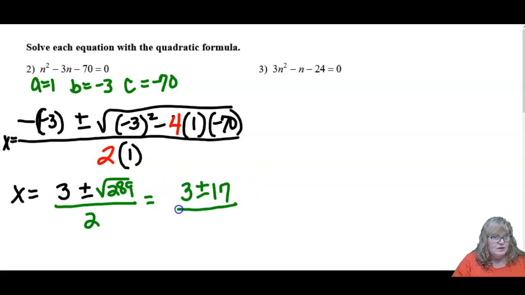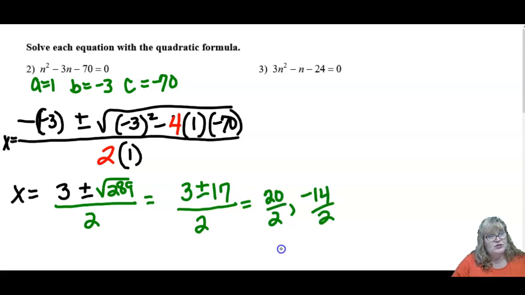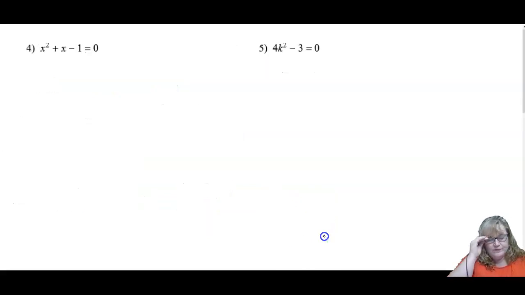But on the top, because it was a nice positive number and it happened to be a perfect square, we got 2 nice real solutions here. So 3 plus 17 is 20, and 3 minus 17 would be negative 14, and those are both over 2. So our solutions are 10 and negative 7. Now, because that came out nice, it meant it would have factored actually. All right. Moving on to number 4, got real little numbers this time.